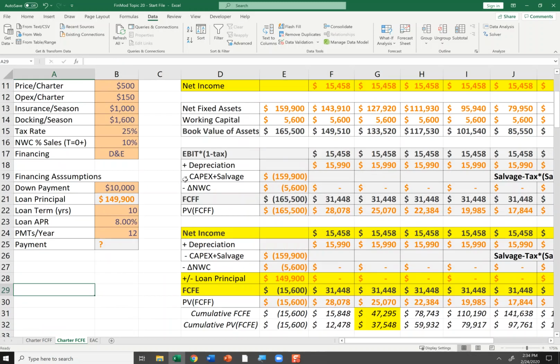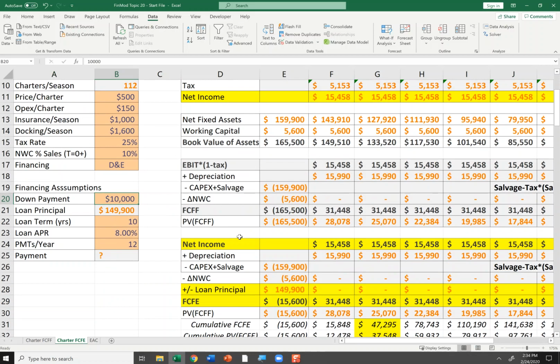And I'm going to make an assumption. I'm going to buy my boat for $159, and I'm going to get a loan for $149. So I'm going to have a $10,000 out-of-pocket cost to buy the boat. I'm going to get that loan. It's going to be a 10-year loan. It's got an 8% annual percentage rate, and we're going to be 12 payments per year.